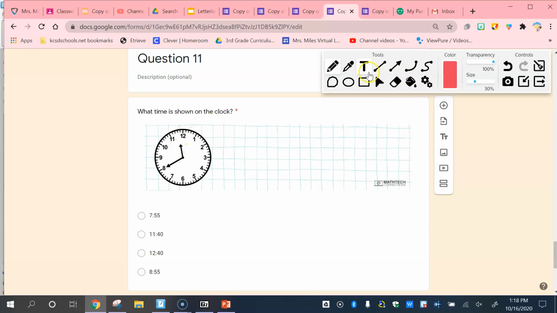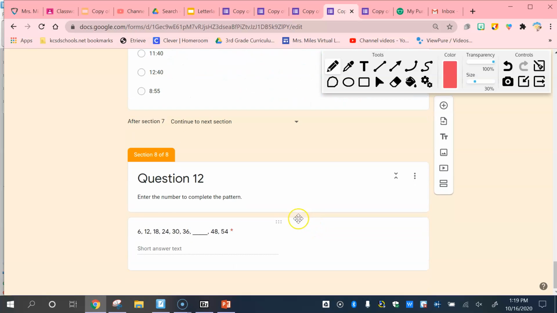What time is shown on the clock below? The little hand is in between the 11 and the 12, so it has to be 11. Remember, it rounds back. 5, 10, 15, 20, 25, 30, 35, 40. And enter the number to complete the pattern. 6, 12, 18, 24. It seems like it's going by 6s. 36, 40. Great job. It is 40.